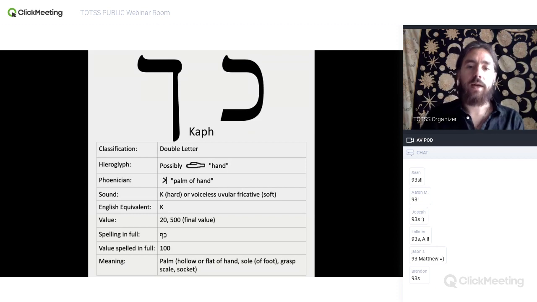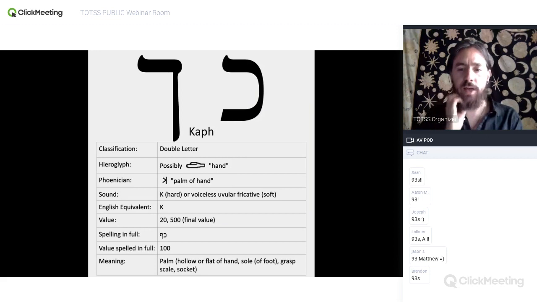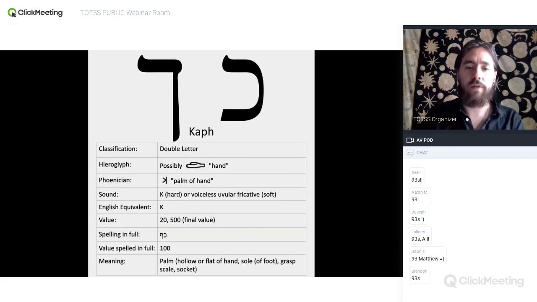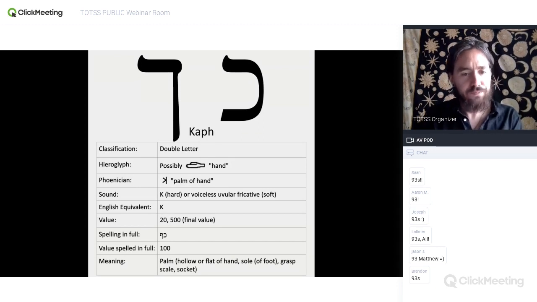Its sound, again, because it's a double letter, we know it's going to have a hard and a soft sound. So its hard sound is a K, like the English K. And then its soft sound is a sound we saw last week, the voiceless uvular fricative, which is the sound of Kaph, right? So it's that kind of back of the throat sort of sound that we talked about last time. That's also the soft sound of Kaph.